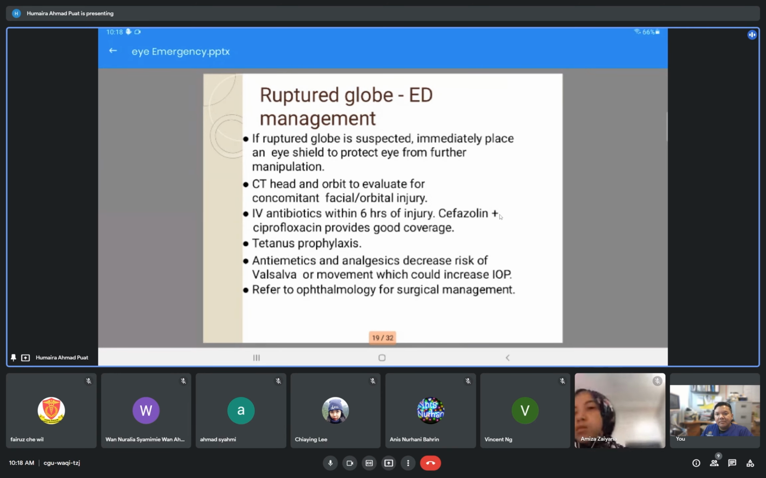Okay, the management, usually we immediately replace the eye shield to protect the eye from further manipulation, and then CT head or orbit to evaluate for concomitant facial or orbital injury, and then we can give IV antibiotic within 6 hours of injury. Can give cefazolin plus ciprofloxacin to provide good coverage, and then give tetanus prophylaxis, and then give antiemetic and analgesic to decrease the risk of Valsalva or movement, which could increase the intraocular pressure. After that, we can refer to ophthalm for surgical management.